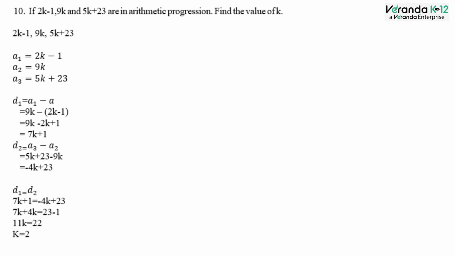The common difference d2 = a3 − a2, which is 5k + 23 − 9k. We get it as −4k + 23. Since the common differences are equal, d1 = d2, then 7k + 1 = −4k + 23. On equating, we get the value of k to be 2.